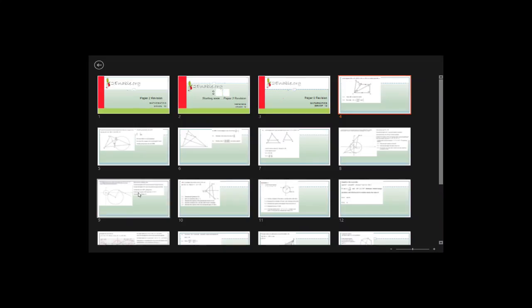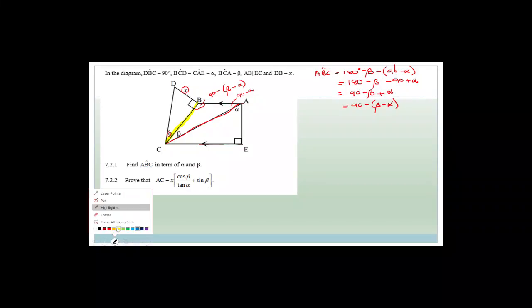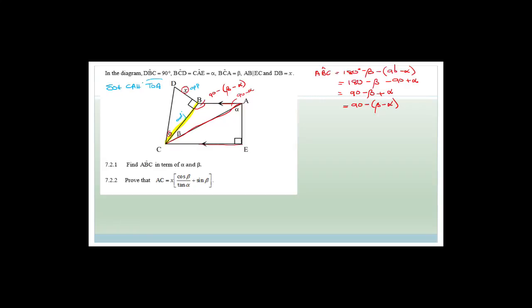So we need to find a relationship between X, alpha, and the CB. That's pretty easy because that's a right angle triangle, so we can use SOH CAH TOA. We've got the alpha, this would be the opposite side, and this would be the adjacent side, so we're looking at tan. So we can say tan of alpha is the opposite side, which is X, over BC. Do you agree that BC is equal to X over tan alpha?